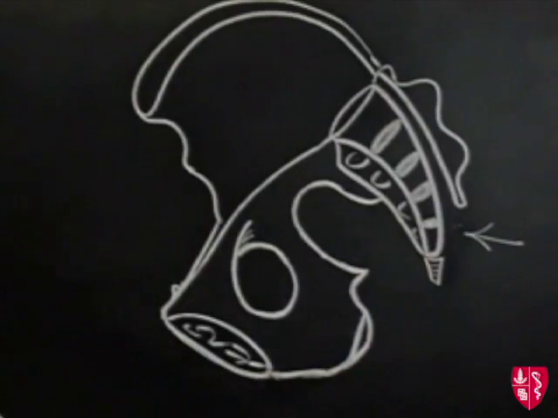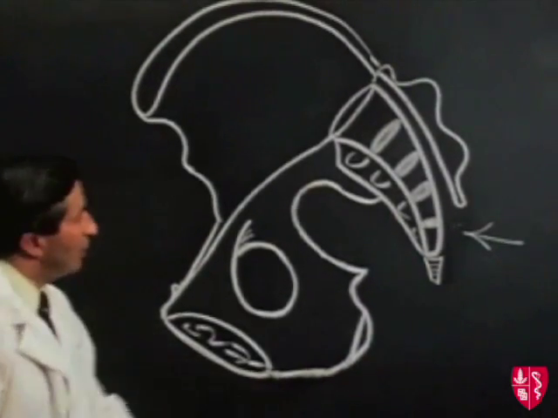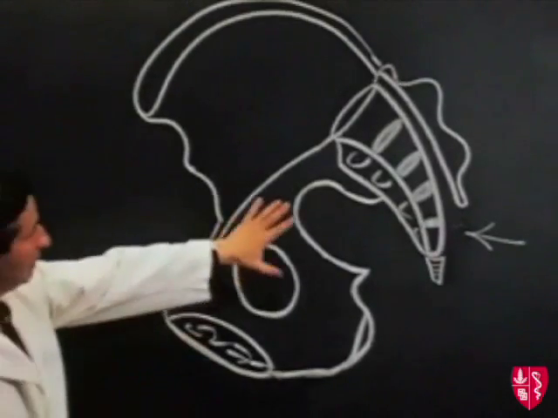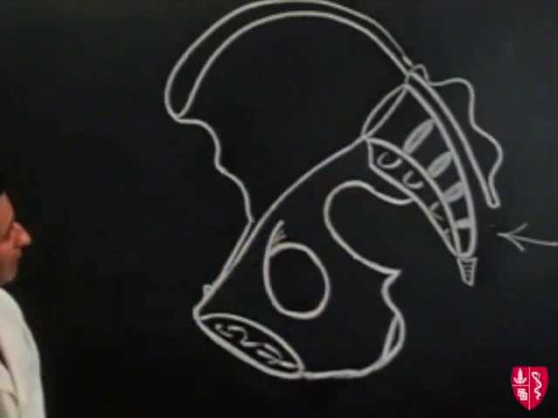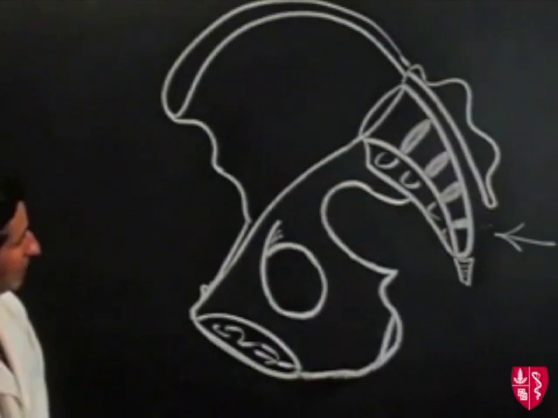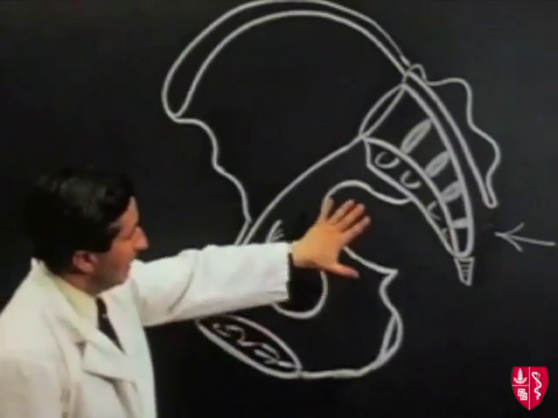Well, now we should build up the walls of the true pelvis. We've seen the following bones form the bony walls of the pelvis, and now let's see what other structures lie within the walls.